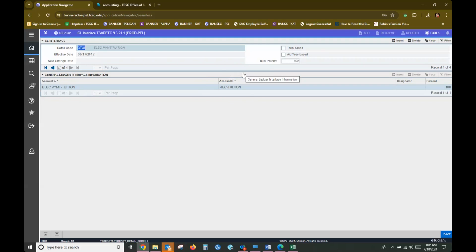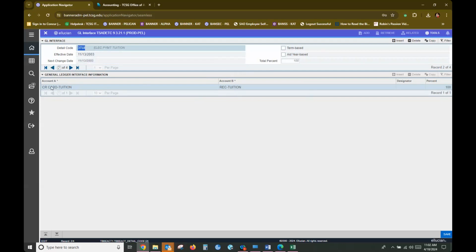Okay? So that's kind of how they work. Same thing here. We do 100%. This one has 4 records. So if we go back to the beginning, this one was a CR. Okay, so this one's a good one. CR card tuition and receivable tuition from 1980 to 2003.